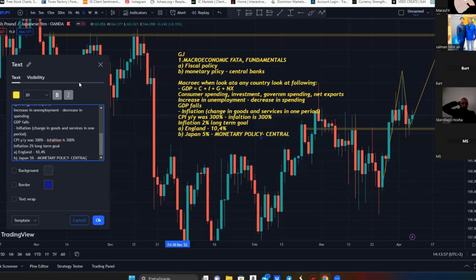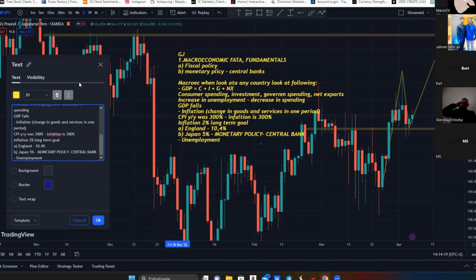Monetary policy is central bank policy, okay? Central banks influence interest rates, and interest rates influence inflation, and that's how inflation falls. I could expand on it, but for now that will be enough. The third part that you will look at is unemployment: how many people are employed. That's how you reach a conclusion about what is happening in the economy. So now this is the macroeconomic data of GJ.